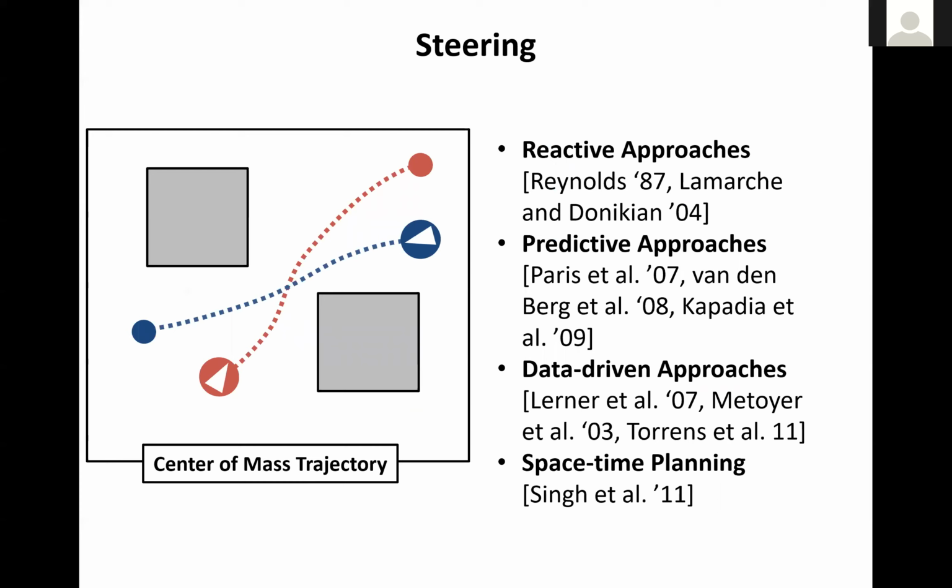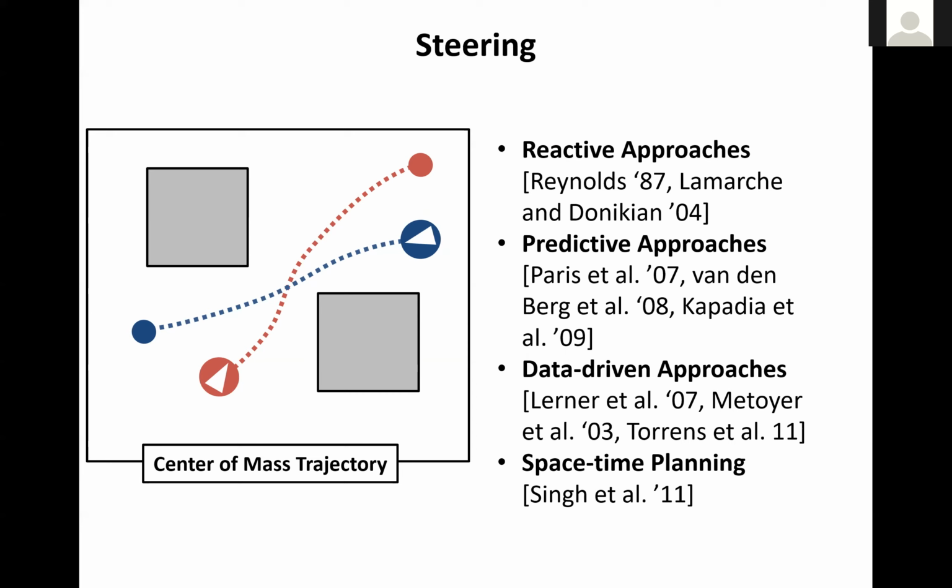So again, a large body of research has been conducted in this problem of steering or simulation. At a very high level, reactive approaches rely on rules, heuristics. So you can think of them as finite state machines. They provide these controllers which decide the next action of an agent based on its current state. So purely based on the current situation, I use that to make my next decision.